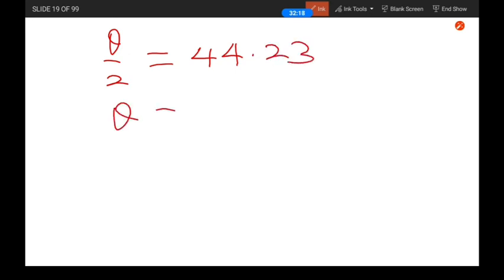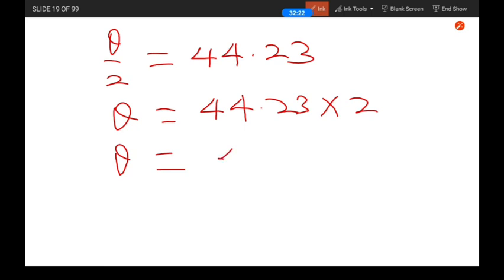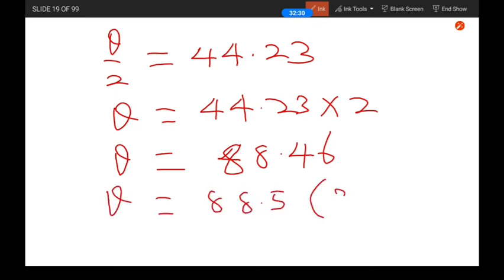So what are we going to get? Theta over 2 equals sine inverse of 0.7 will give us 44.23. So that theta, when you cross multiply, 44.23 times 2, and that gives us what? 88.46, which can be interpreted as 88.5 to 3 significant figures degree.